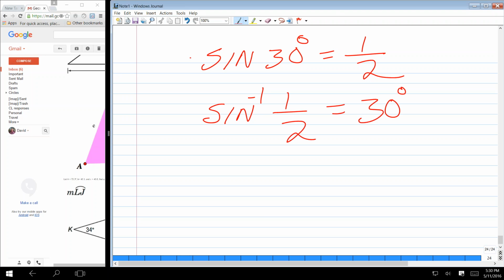This is an if and only if. If the top one's true, the bottom one's true. If the bottom one's true, the top one's true. Okay.